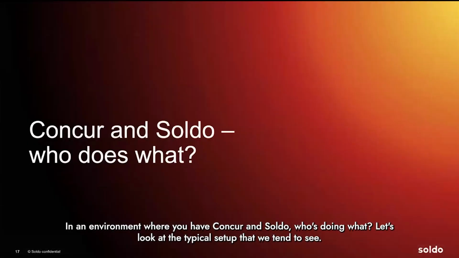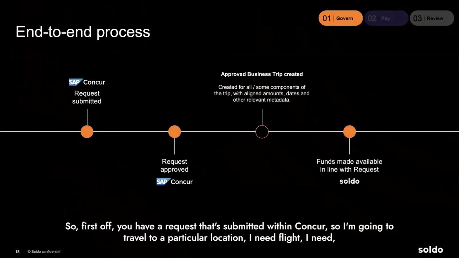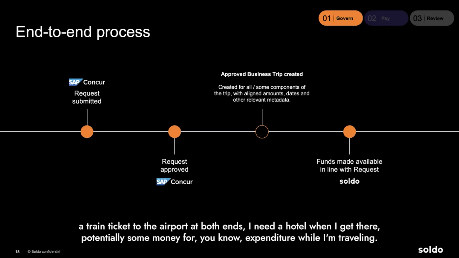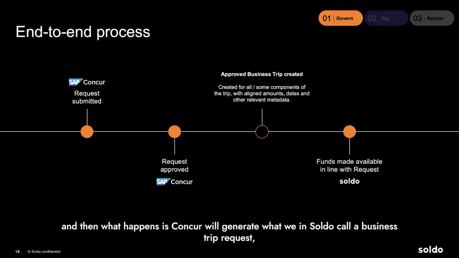In an environment where you have Concur and Soldo, who's doing what? Let's look at the typical setup that we tend to see. So first off, you have a request that's submitted within Concur. So I'm going to travel to a particular location. I need a flight, I need a train ticket to the airport at both ends. I need a hotel when I get there, potentially some money for expenditure while I'm traveling. That request gets approved. Let's say I've made the request within policy, and then what happens is Concur will generate what we in Soldo call a business trip request.